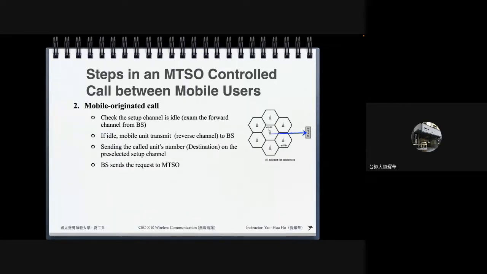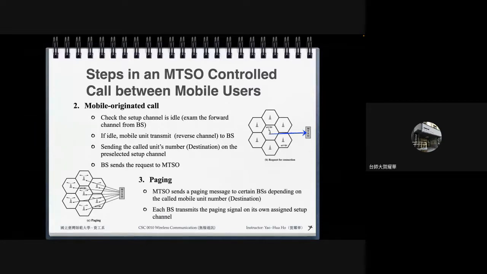Now, when you want to originate a call, when you start a phone call, the first thing is that the mobile device will check the setup channel to see whether it is idle, by examining the forward channel from the base station. If it's idle, the mobile unit will transmit to the base station, sending the caller's unit number and the destination number on the pre-selected setup channel. So you select a setup channel, and then send the number you want to dial on this channel. Then the base station will send this call request to the MTSO.